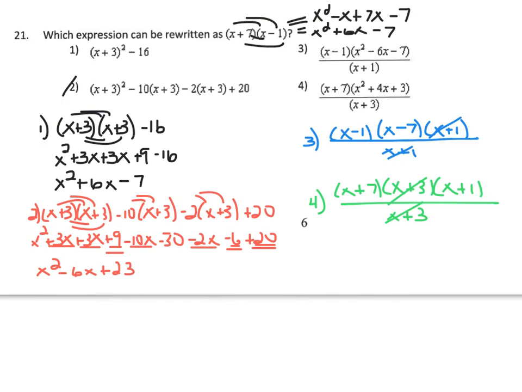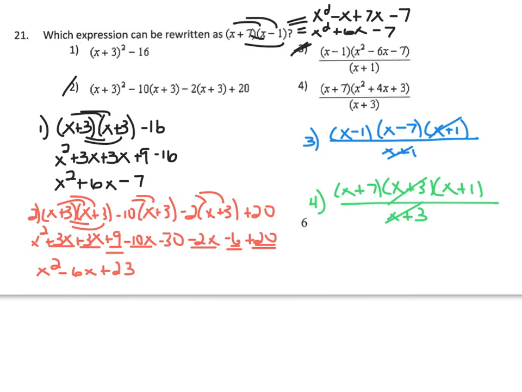Okay, then if we go to choice 3, all I did was I took this fraction and I factored the x squared minus 6x minus 7. Okay, so I took this x minus 1 and brought it down. And when I factored this, you get x minus 7 times x plus 1. And then I took my x plus 1 and brought it down. And the x plus 1's cancel, leaving you with x minus 1 times x minus 7, which doesn't match up with the original expression because this was x plus 7. Here we have x minus 7. So choice 3 is not the answer.